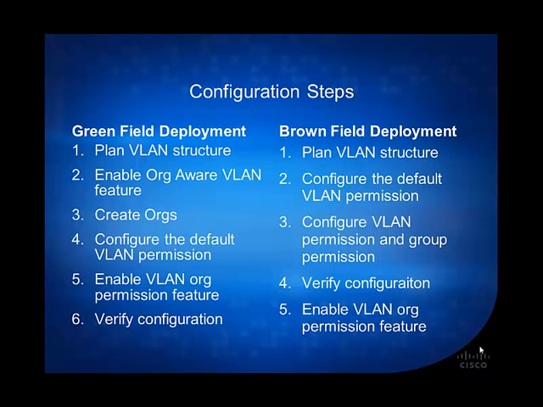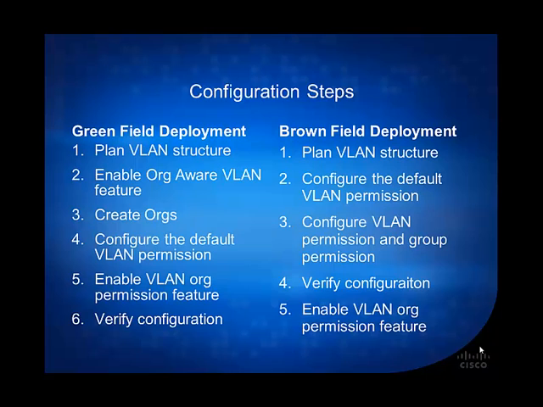Default VLAN permission: a UCS best practice is to always create a VLAN permission in the root org. This will restrict access for all orgs to the list of VLANs that have permissions or group permissions configured. Then you want to enable the VLAN org permission feature and verify the configuration.